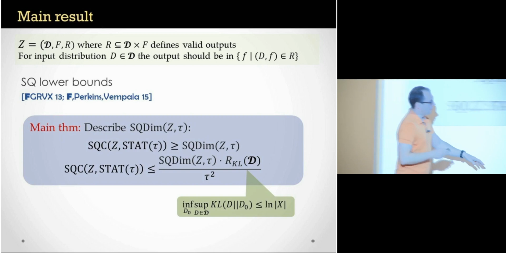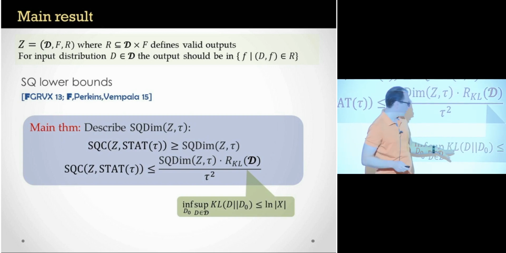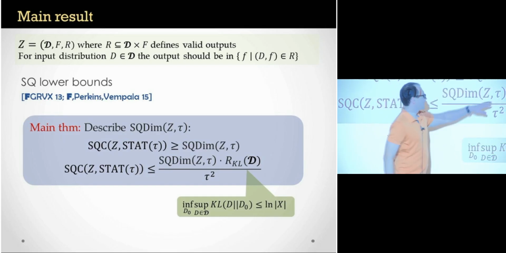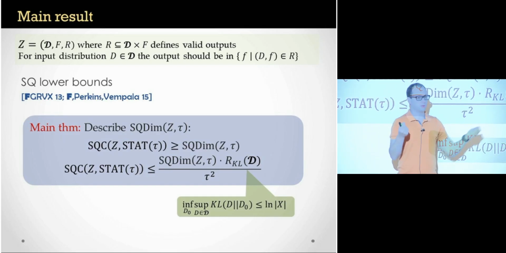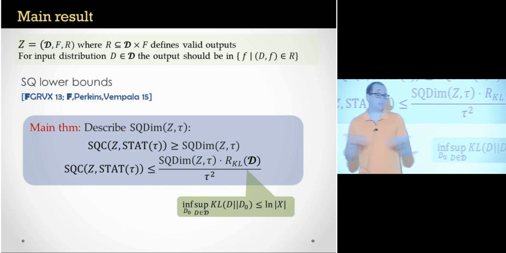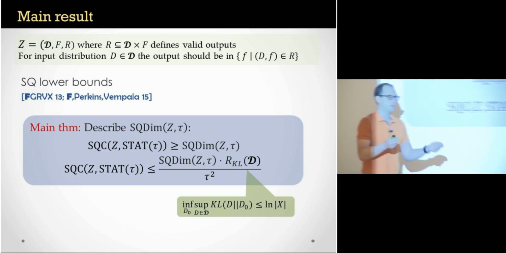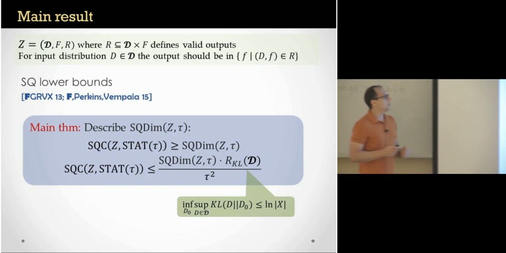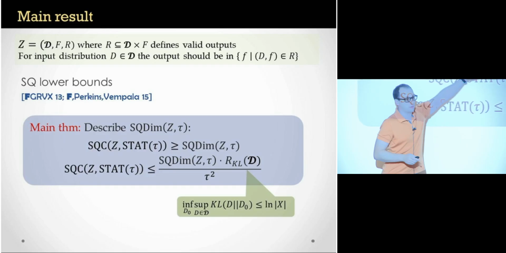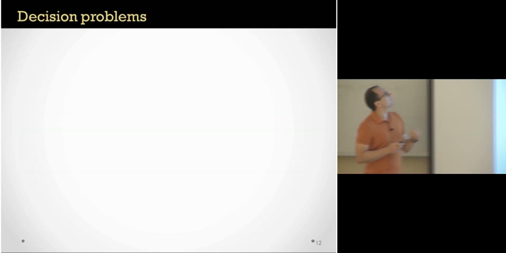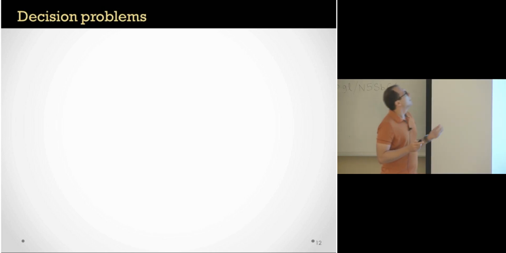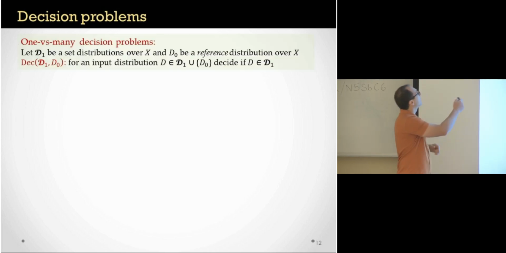It's useful to know that this radius is upper bounded by the logarithm of the size of the domain. So at most, this additional factor is the number of bits that you need to represent your input. But in many cases, it could be just a constant. For example, for distribution-specific learning, it's actually just 1. Okay, so let me now describe what this notion of statistical query dimension is. As a warm-up, let me start with a simpler type of problems, called one-versus-many decision problems, in which you are given one set, this script D1, which is a set of distributions.